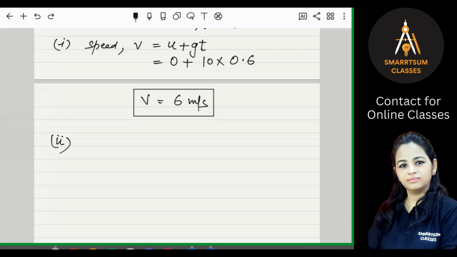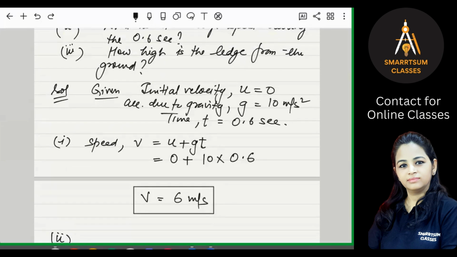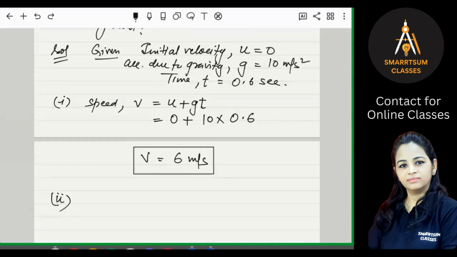Initially it was 0, and as soon as it is coming near to the surface, its velocity is increasing. And the final velocity will be 6 meter per second. It started from 0, and when it hit the ground, its velocity was 6 meter per second. That means velocity is changing. Now since velocity is changing, we have to find the average speed. So how will you find the average speed? What is the formula for finding the average speed? Can anybody tell? Formula to find average speed.